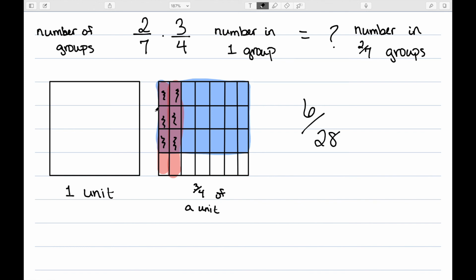In this case, our original unit had been decomposed into 7 groups of 4, or 28 parts. And these double shaded regions represent 2 groups of 3, or 2 times 3. So the 2/7 of 3/4 of a unit is represented by the 2 times 3 pieces of the double shaded units. So that's how many parts, each of which is 1 over 7 times 4 of the unit. So we get the 6 over 28.